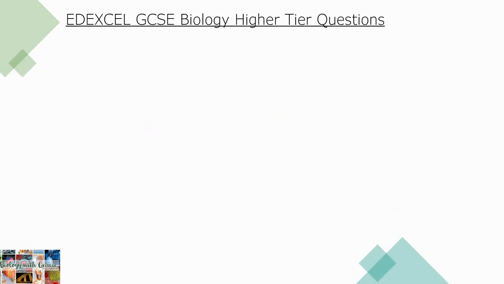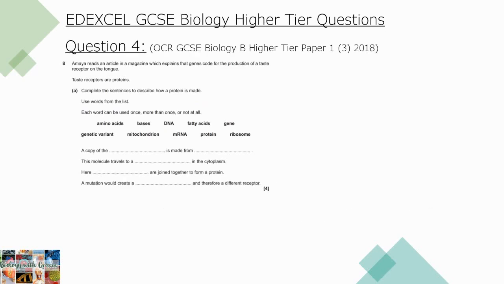So yeah. Question 4, which is from OCR GCSE Biology B Higher Tier Paper 1, also referred to as Paper 3, from 2018. So the question says, a mayor reads an article in a magazine which explains that genes code for the production of a taste receptor on the tongue. Taste receptors are proteins. Complete the sentence to describe how a protein is made. Use words from the list. Each word can be used once, more than once, or not at all.